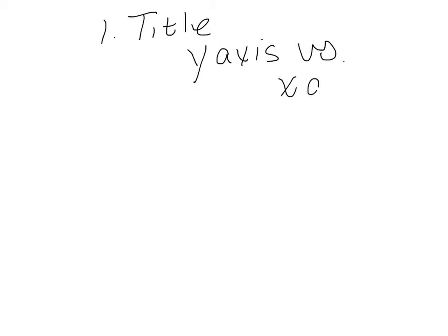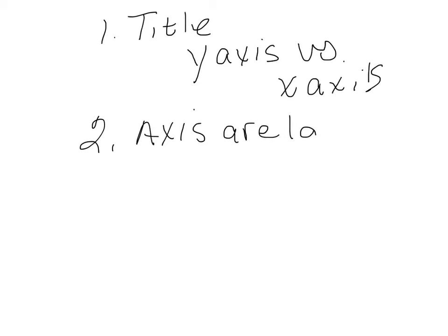One thing is a title. Title of graph will always be whatever is on the y-axis versus the x-axis. Okay? The second thing is your axes are labeled. The third is units for the title and units on the axis.